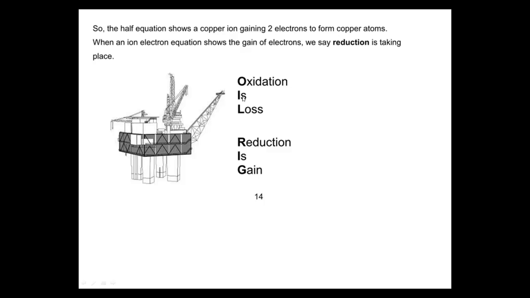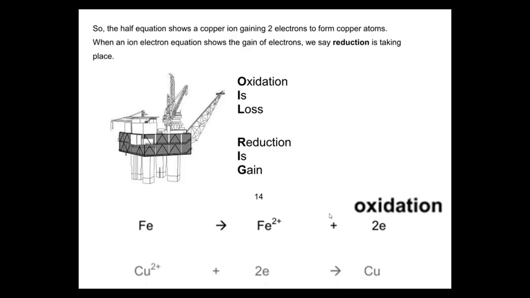Look at the word OIL RIG. Here's an OIL RIG. Fe goes to Fe 2+ plus 2 electrons. Now, does the iron gain electrons or does it lose electrons? Well, it loses 2 electrons, so it's oxidation. Here we have Cu 2+ gaining 2 electrons. So what will that be? Oxidation or reduction?